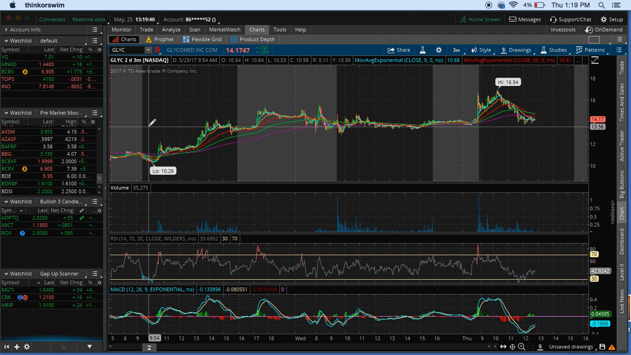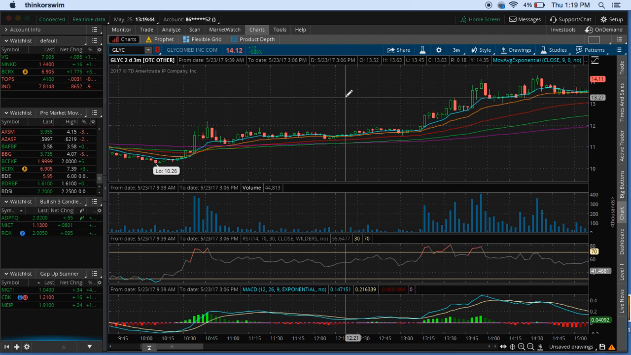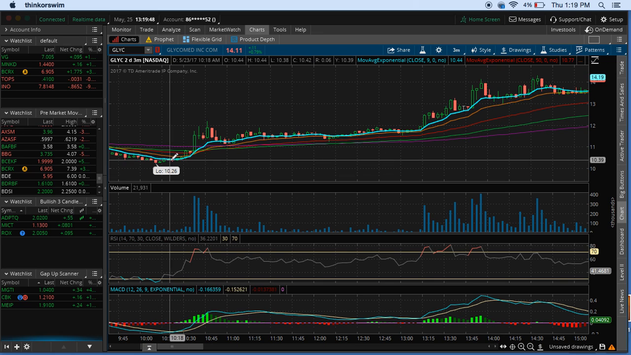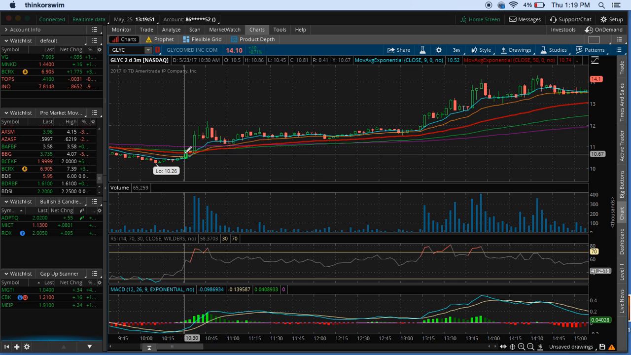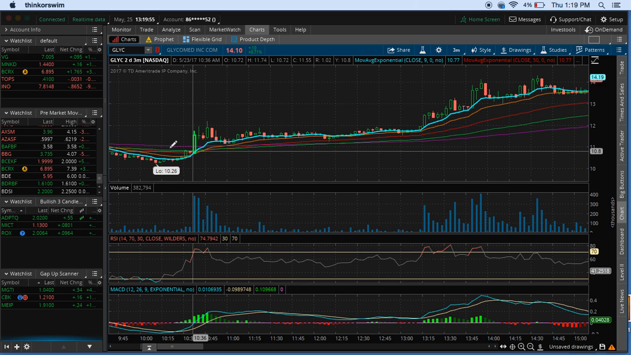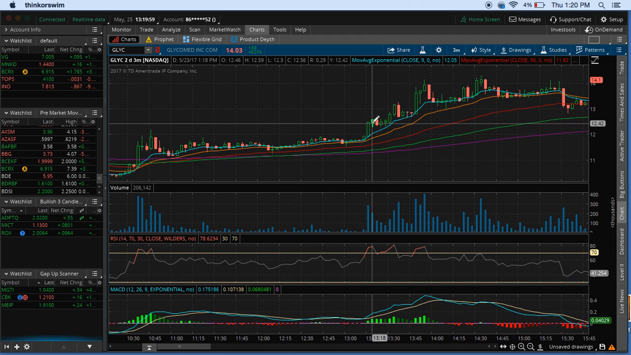But anyways, the idea behind the scanner I just showed you how to set up is it would notify you of this move right here. You see this move right in here? You would have had 3 candles increasing, and then boom, it would have notified you of that. So you would have maybe been able to jump in right here.